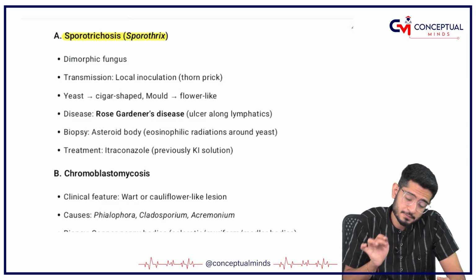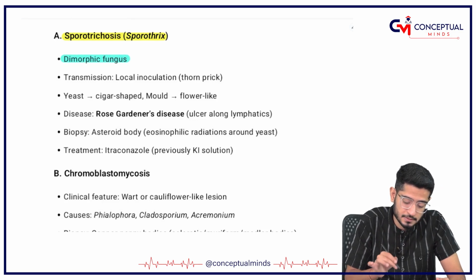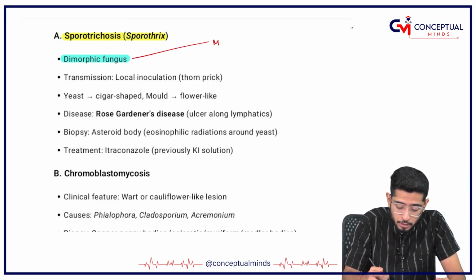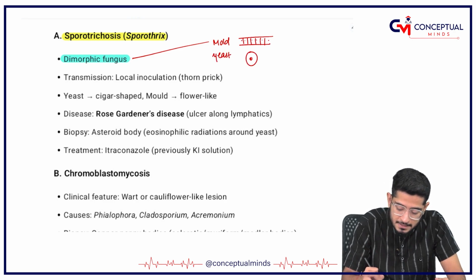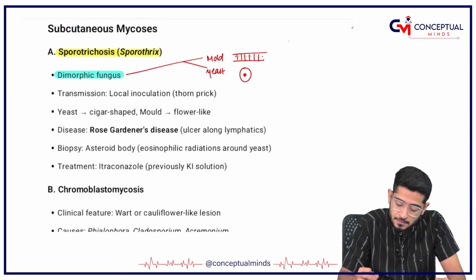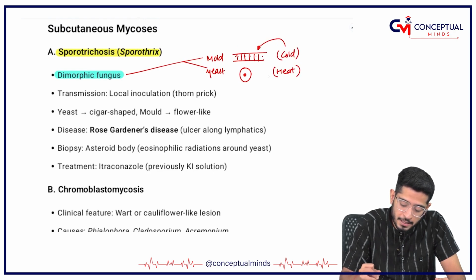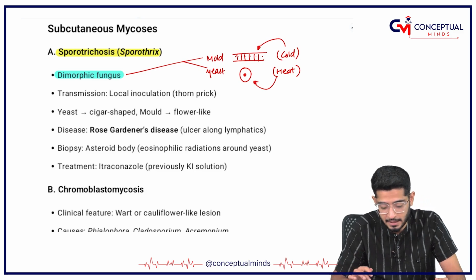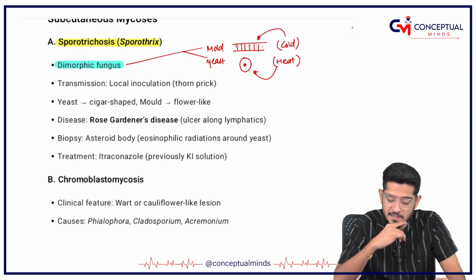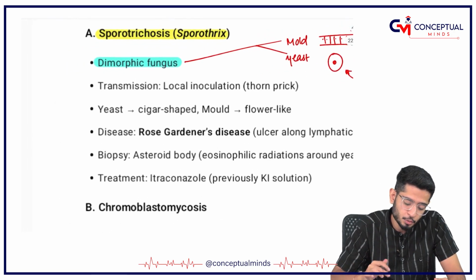My dear friends, I have told you this multiple times that it is a dimorphic fungus. That means it has the tendency to have a mold form, that is a hyphae form. Hyphae means multiple cells coming together, a multinucleated fungus, and even the yeast form, that means the single cell, at different temperatures. So yeast means heat, mold means cold. At cold temperature it has mold-like distribution, at heat it has yeast-like distribution. This is Sporotrichosis, which can have the two forms altogether.